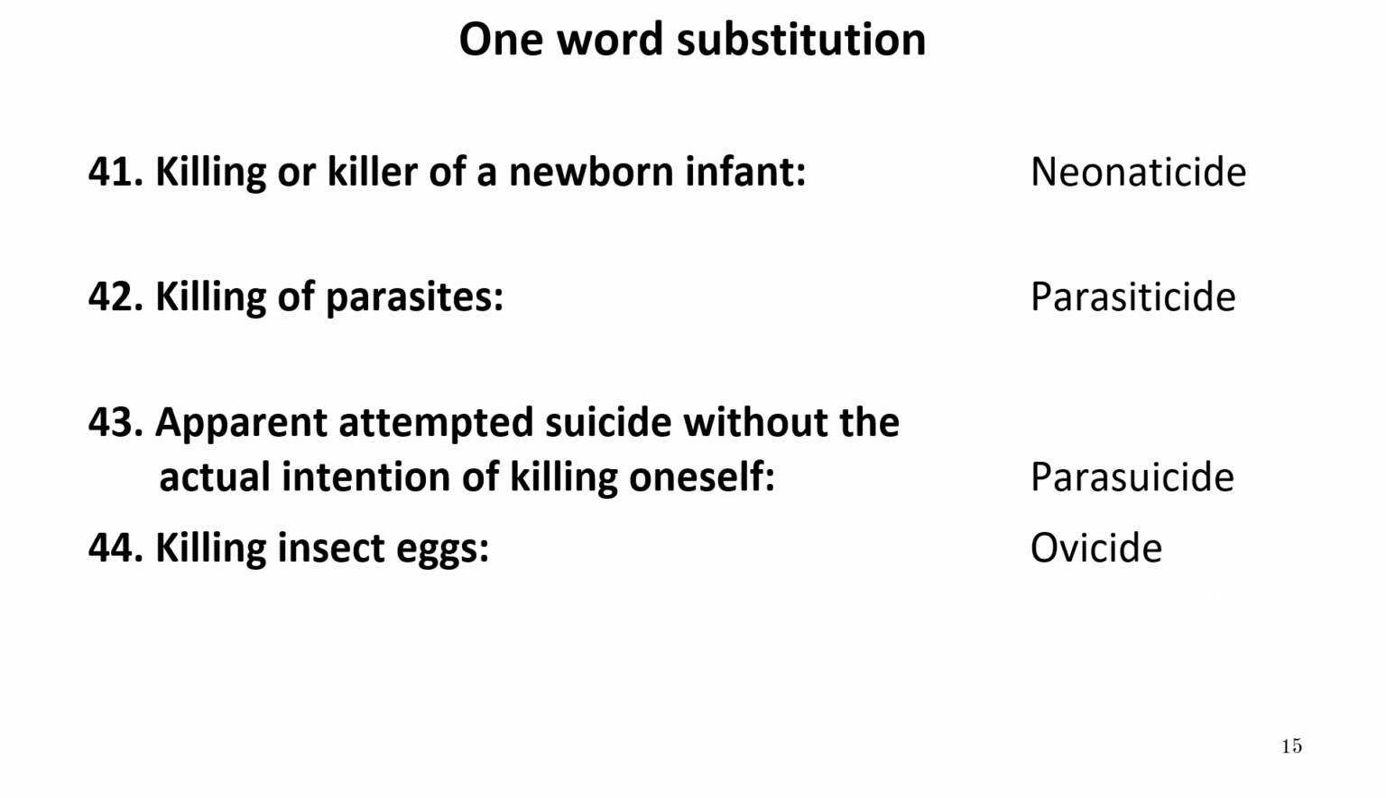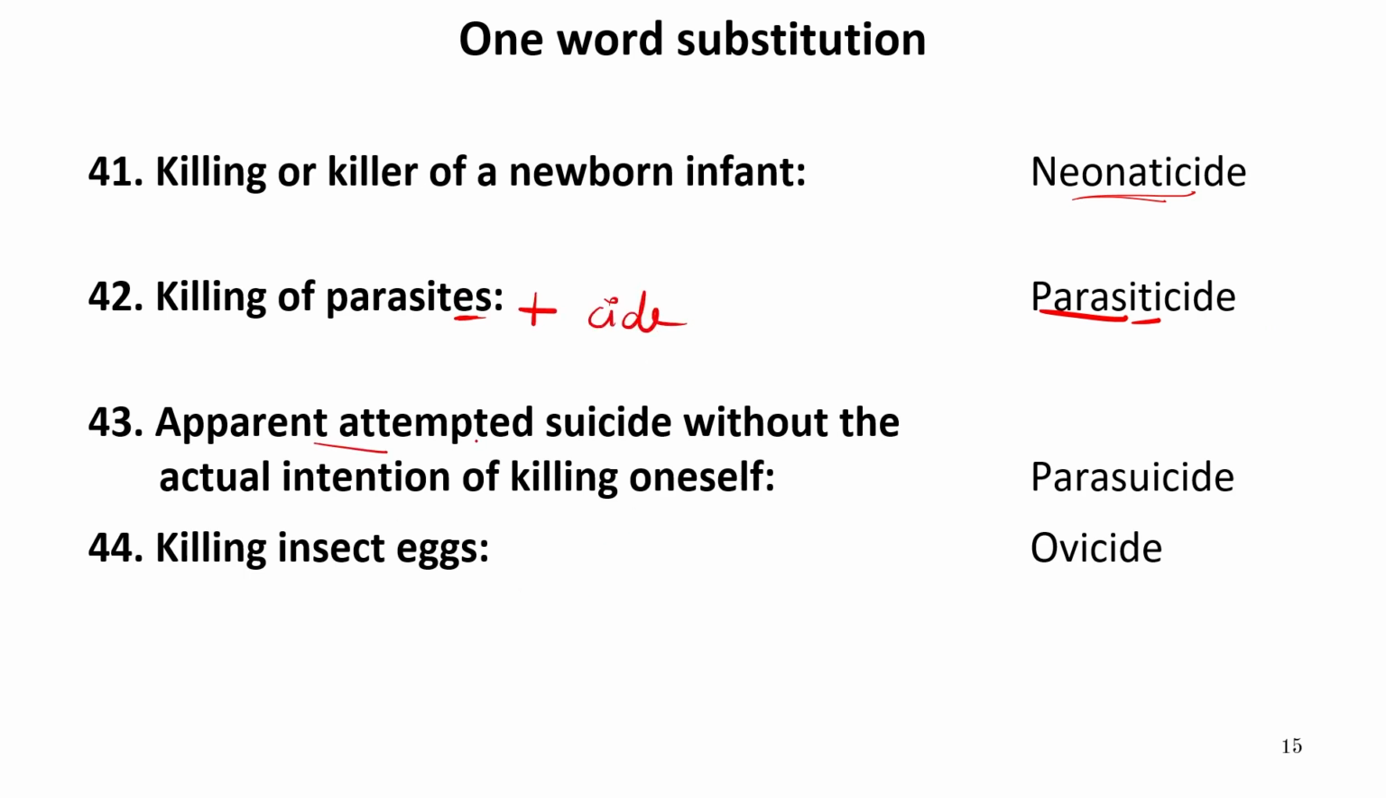Killing or killer of a newborn infant. Now for infant we are using infanticide. Obviously an infant is a newborn baby only. But if it is specifically written that it is a newborn infant, that is known as neonaticide, because for an infant or for a newborn we use the word neonat. Also neonatal is a pre-birth term, so that is also known as neonaticide. Killing of parasites is known as parasiticide. This is parasite or parasiticide. So we are just removing this E from here and adding cide to it.